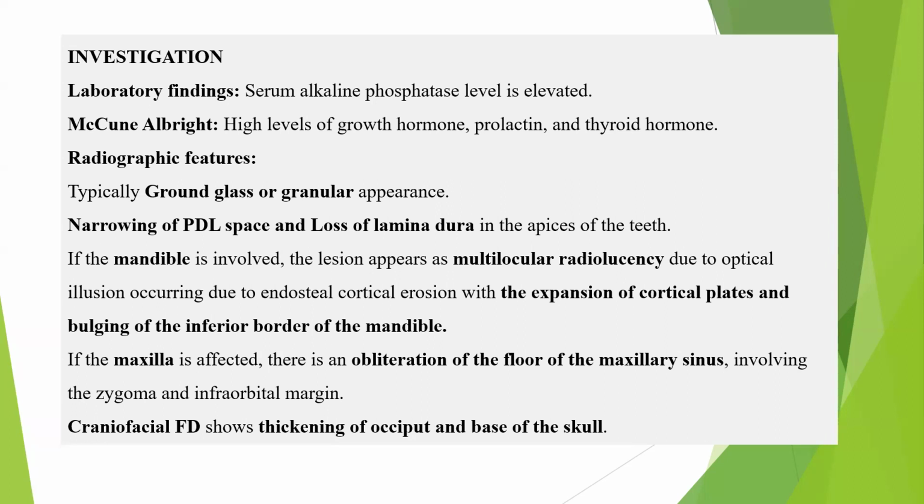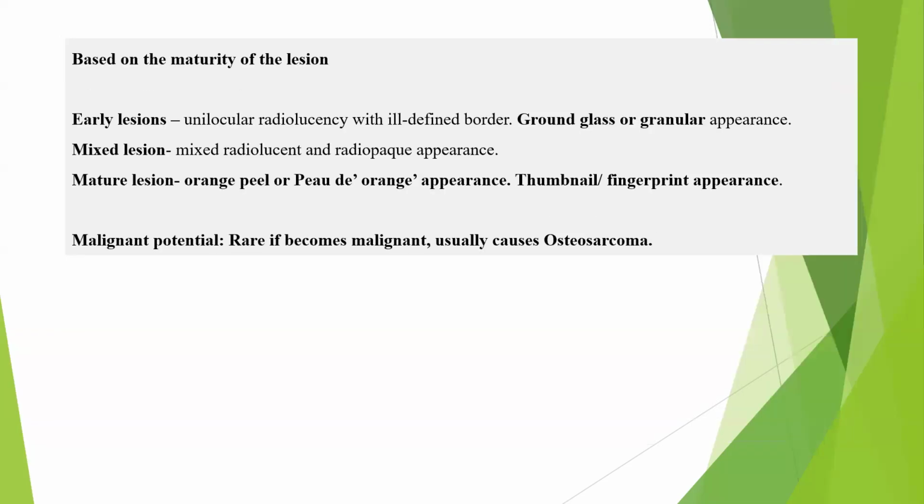If the mandible is involved, there is a multilocular radiolucency due to optical illusion, and there will be expansion of cortical plates and bulging of the inferior border of the mandible. In maxilla, obliteration of the maxillary sinus floor is seen, involving the zygoma and infraorbital margin. Craniofacial fibrous dysplasia shows thickening of the occiput and base of the skull. Based on the maturity of the lesion, radiographically it is classified as early lesion, mixed lesion, and mature lesion. The mature lesion has an orange peel or powdery orange appearance or thumbprint or fingerprint appearance. Malignant potential is rare. Rarely it can malignantly change into osteosarcoma.